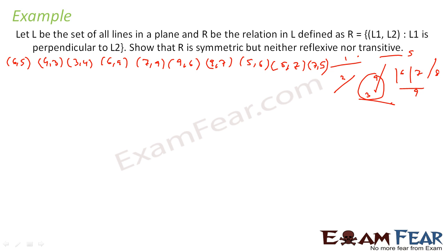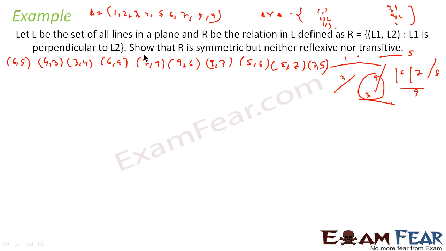Correct? This is the set, 1 to 9. Let's suppose this is A. If you find A cross A, you get so many pairs: (1, 1), (1, 2), (1, 3), and so on, similarly (9, 1), (9, 2), (9, 3), and so on. Out of these, the ones which follow the criterion that L1 is perpendicular to L2 are these values. Correct? We are assuming that 5 is perpendicular to 6, 3 is perpendicular to 4, 6 is to 9, 7 is to 9. These are the pairs we have.